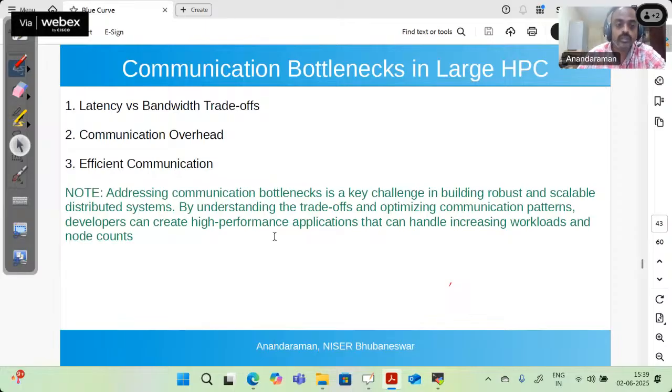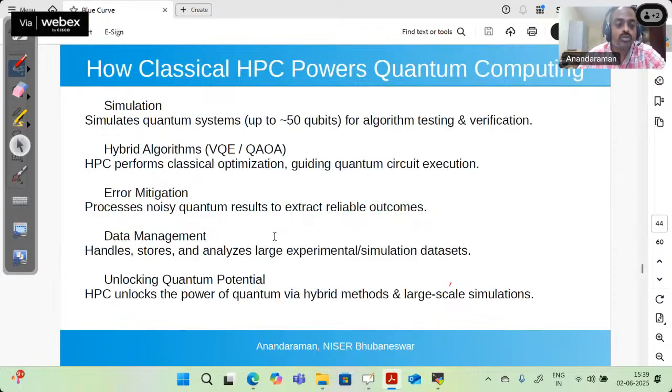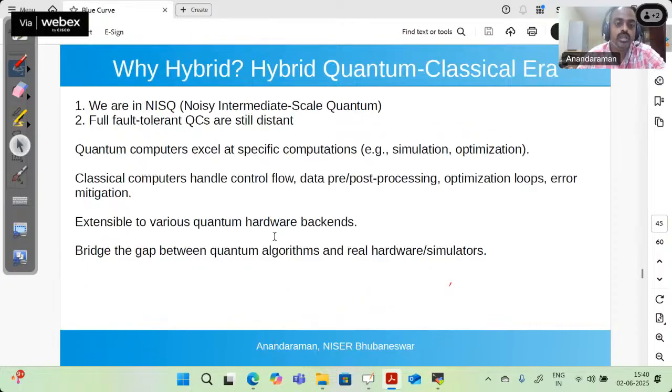How does classical HPC power quantum computing? Within HPC we can also simulate quantum computing. Why hybrid? We are still in the noisy intermediate-scale quantum era. Fully fault-tolerant quantum computing, we don't know when it will come, maybe 10-15 years. So we have to use the existing infrastructure to understand and learn quantum computing.